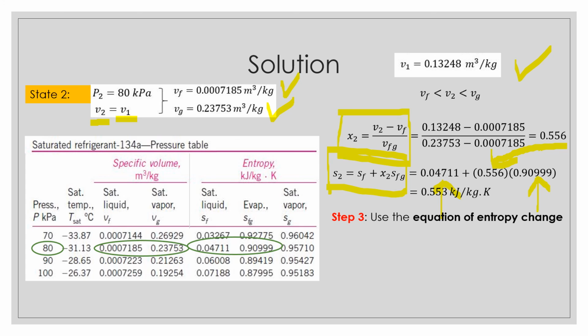Finally, use the equation of entropy change. Delta S equals m times s2 minus s1, with 8 kilograms from the question. 0.553 is the value we calculated previously, and 1.0690 is state 1 from the superheated property table. We obtain the final answer of negative 4.127 kilojoule per Kelvin.